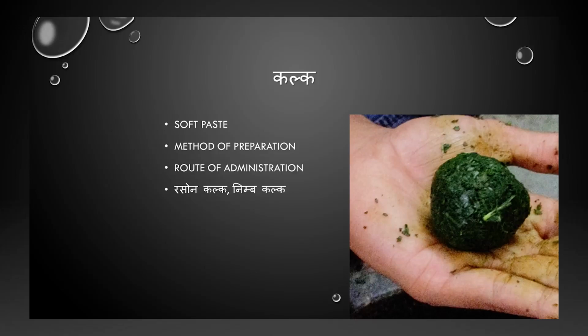It is also used in Basti Kalpana, that is Niruha type of Basti in Panchakarma procedures. Some common examples are Rasona Kalka, that is garlic paste, and Nimba Kalka, that is paste of Azadirachta indica leaves. Rasona Kalka is used along with sesame oil in joint disorders and fever. The dose of Kalka is 10 gram per day.